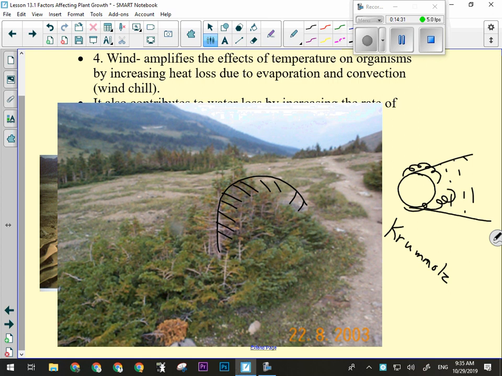Normally that tree grows like any other spruce tree, straight out, triangular. But in these kinds of conditions, it grows in the krummholz form.